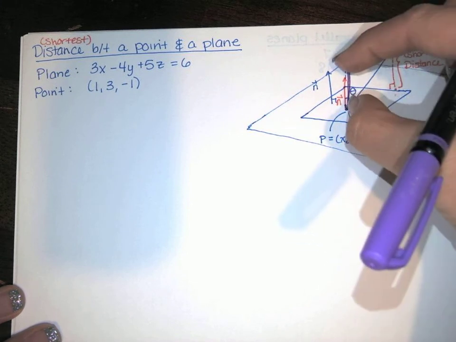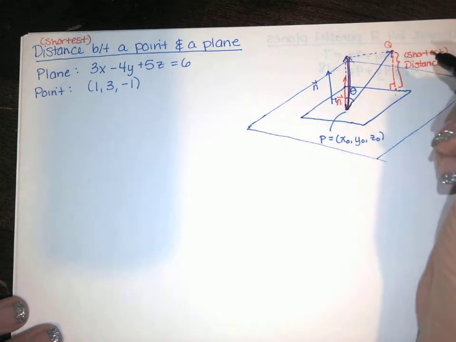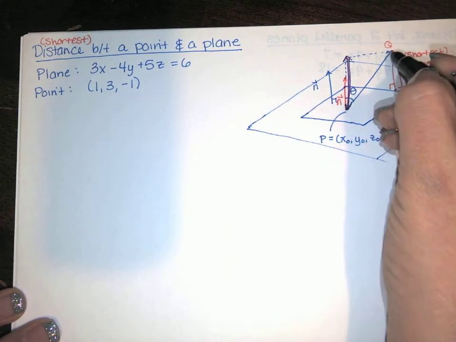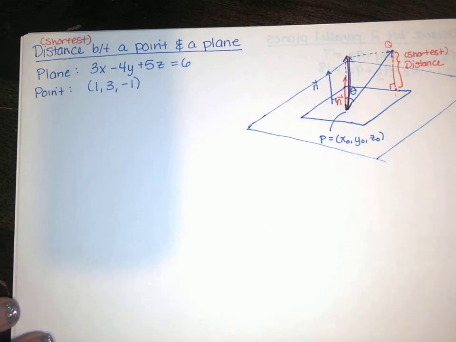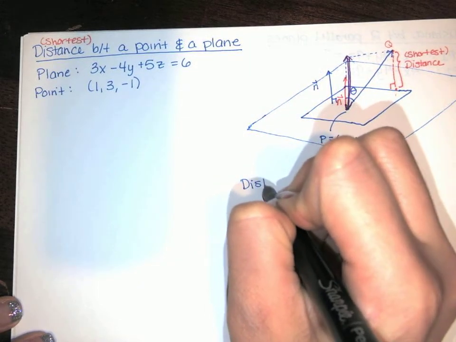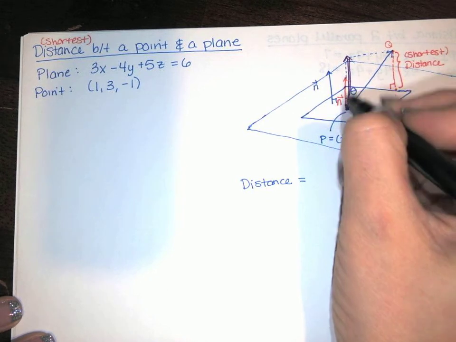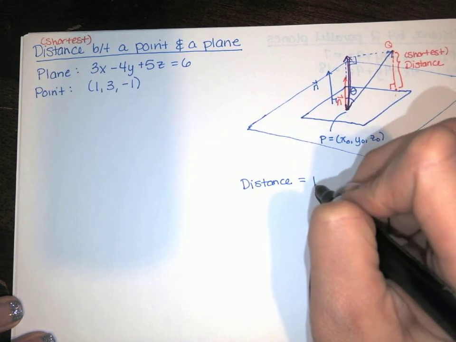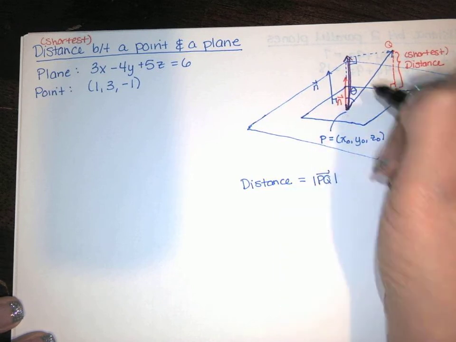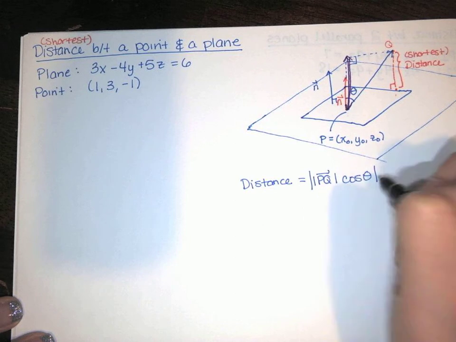But I just want the distance. I don't even need the vector. So what I'm saying is, the shortest distance is the projection of PQ onto N. Another way to look at it is if this is theta, that shortest distance, this side is adjacent to theta. It's going to be the hypotenuse, the length of PQ, times cosine of theta. We're going to force it to be positive because it's distance.